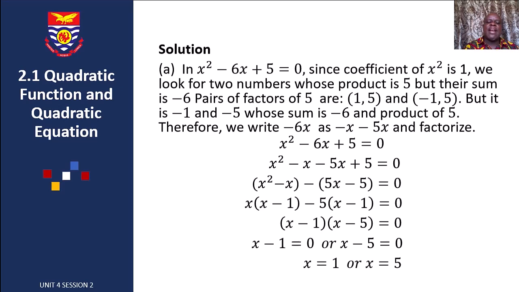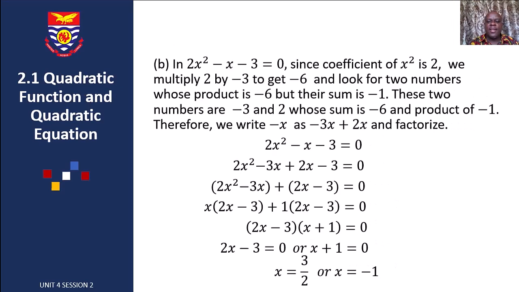Since x minus 5 in brackets times x minus 1 in brackets is equal to 0, it means that either x minus 1 is equal to 0 or x minus 5 is equal to 0. So you simplify and you get x to be 1 or x to be 5. Let's consider the second example. Over here, the coefficient of the x squared term is 2.